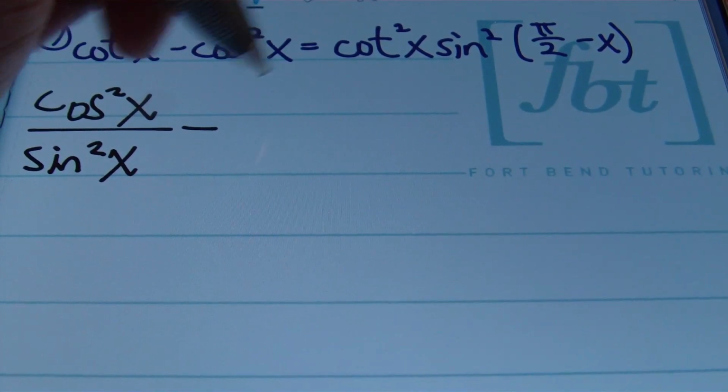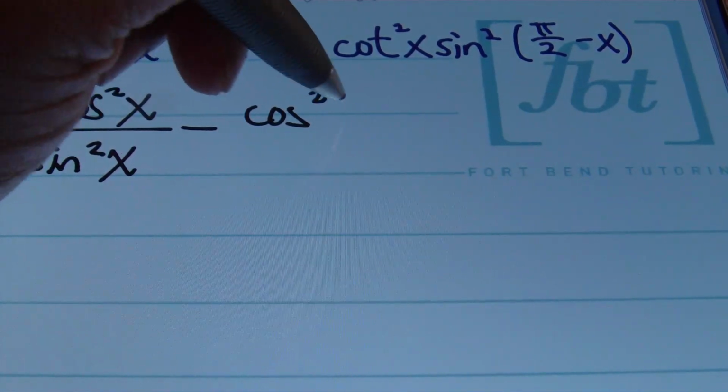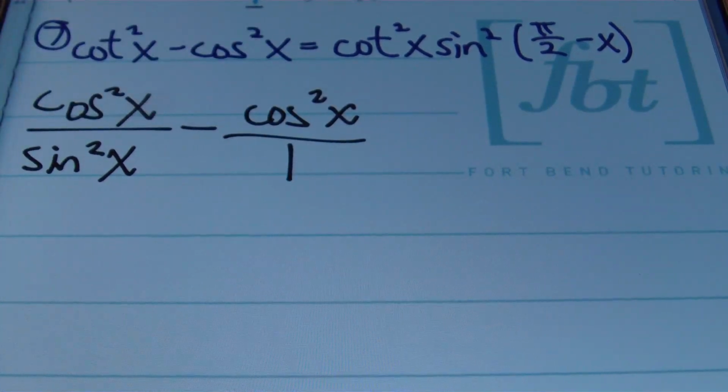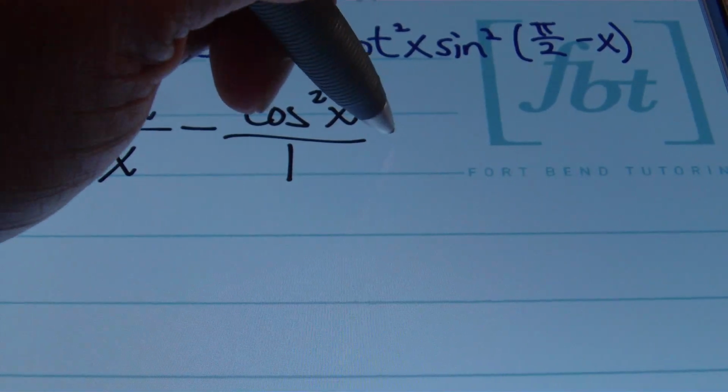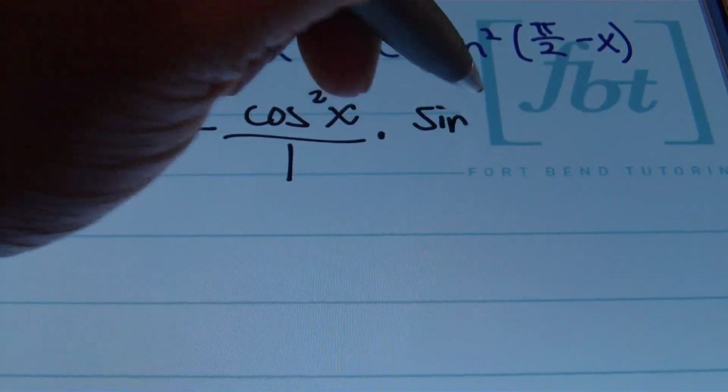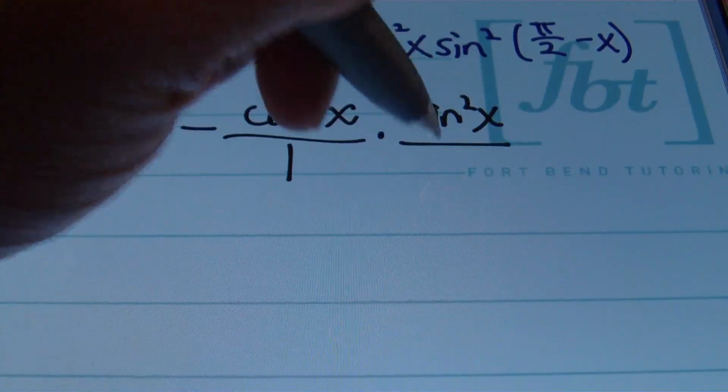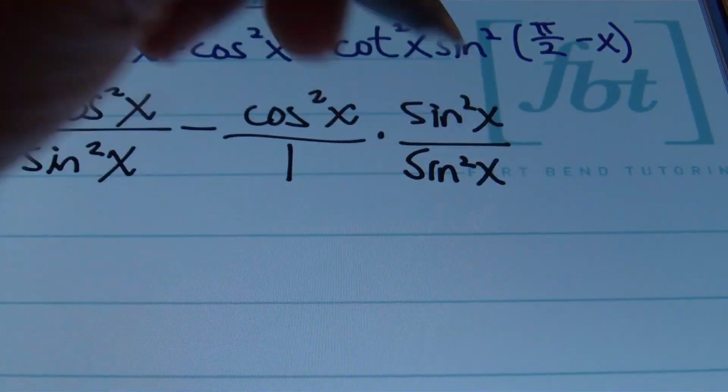Absolutely. And you know what? I'm going to get a little fancy here. I'm going to show that this cosine squared x is over 1. Yeah, that's what I'm going to do. And at this point, I'm going to show that I will eventually get a common denominator by multiplying this second fraction here by sine squared x over sine squared x.